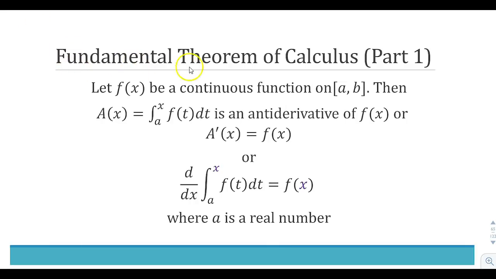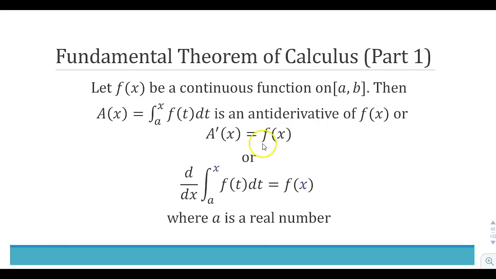We have now arrived at the Fundamental Theorem of Calculus Part 1. Let f of x be a continuous function defined on the closed interval from a to b. Then A of x equals the integral from a to x of f of t dt is an antiderivative of f of x. Or another way to think about this is A prime of x is simply equal to f of x.